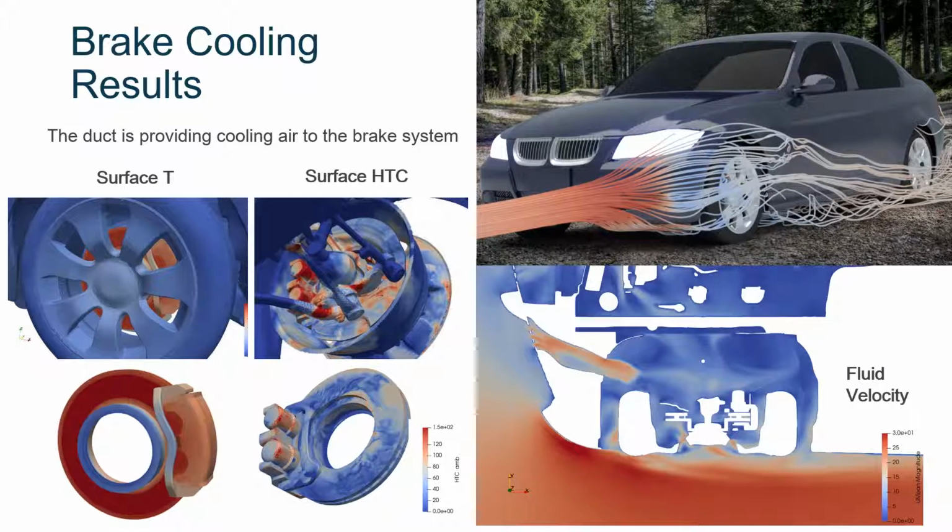So then you can look at the flow field. You see here the flow going through the brake duct aimed at the braking system. You can look at surface temperature and the HTCs on the surface. So where is the flow going to? And then you can try to optimize this flow and have the most efficient cooling.